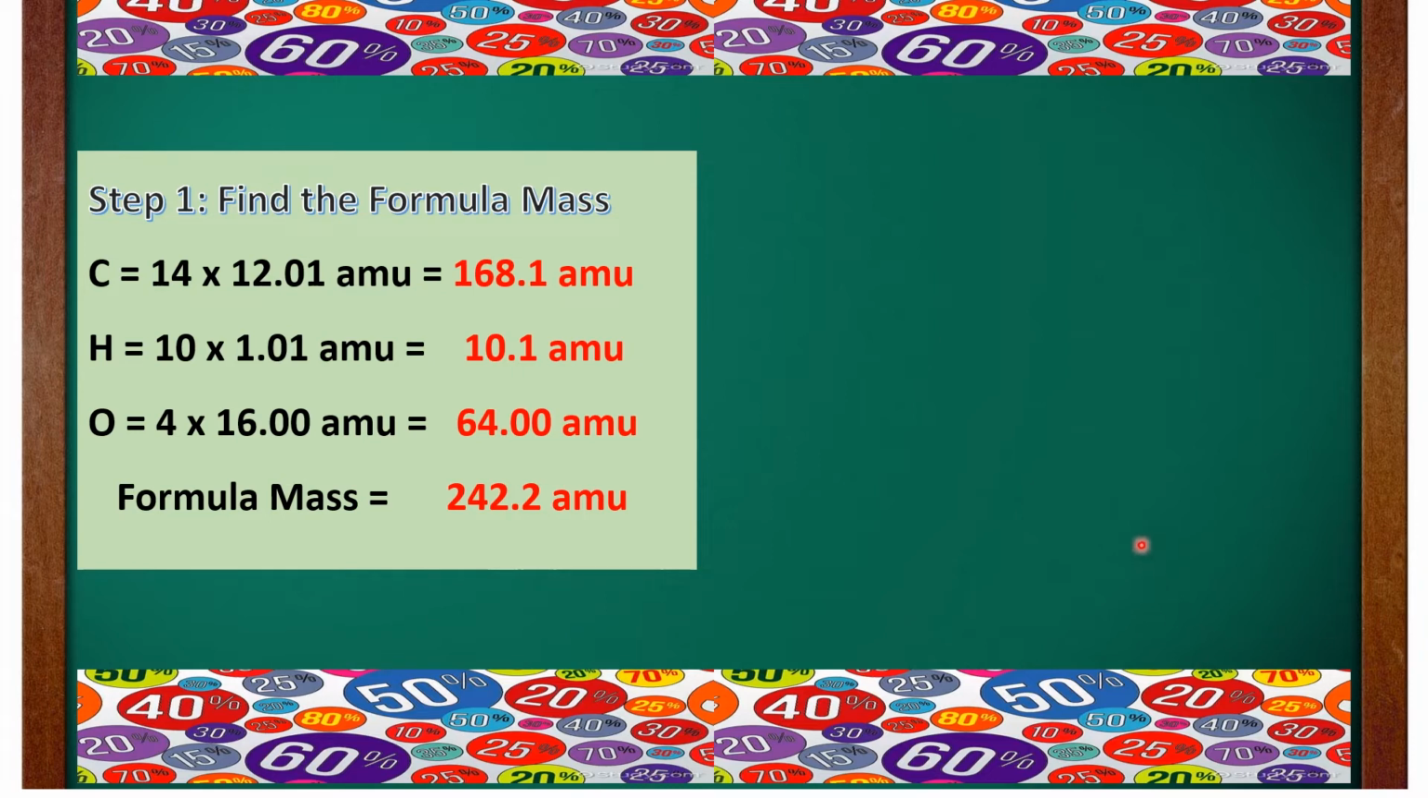To answer the first question, first step is to find the formula mass. First thing is to list down all the elements present in the compound. We have carbon, hydrogen, and oxygen. Then, get the number of atoms in each element and its atomic masses. Multiply the number of atoms and its atomic masses, and then sum it up until you get the formula mass. So the formula mass of benzoyl peroxide is 242.2 AMU.